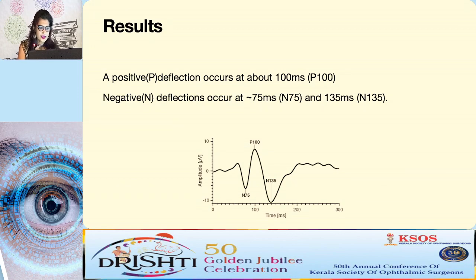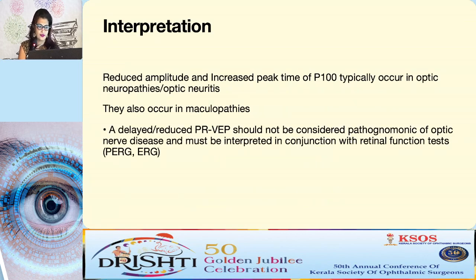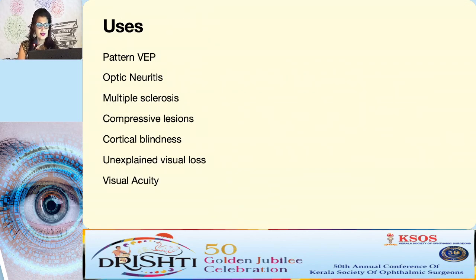There is a positive deflection at about 100 milliseconds. The negative deflections occur at 75, what is called N75, and N135. There are two things that we look at here, the latency and the amplitude. The reduced amplitude and increased peak time of P100, meaning the latency, typically occur in optic neuropathies or optic neuritis, and can also occur in maculopathies. That is why it is important for you to do the pattern ERG or the multifocal ERG earlier. And it should be read in conjunction with the retinal function test.